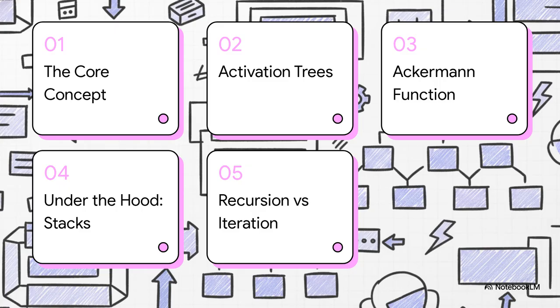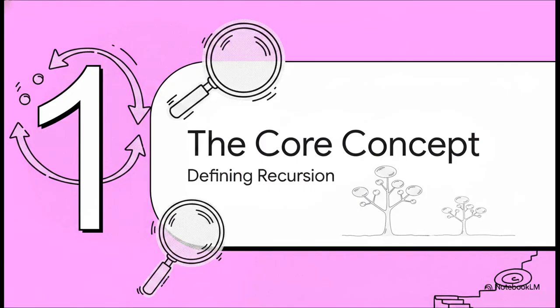We'll start with the core concept, visualize things using activation trees, tackle the wildly deceptive Ackermann function, peek under the hood at memory stacks, and then weigh recursion against iteration. Okay, Part 1, the core concept of recursion.